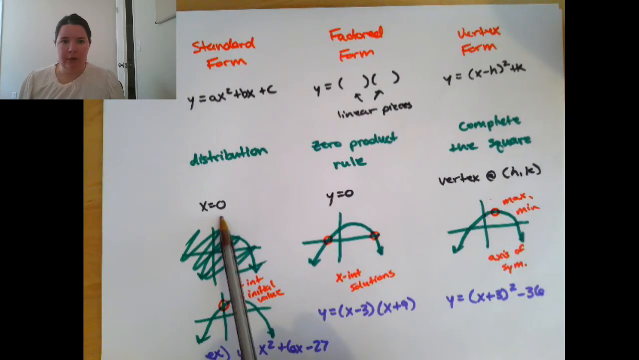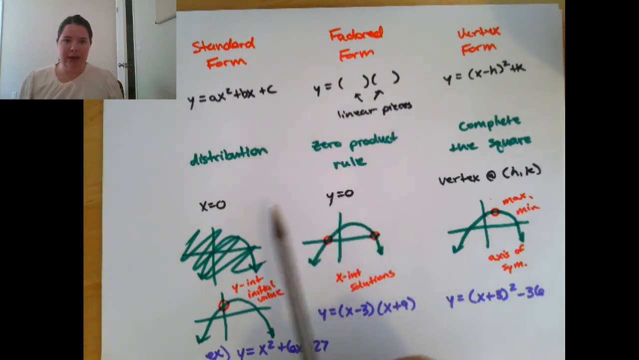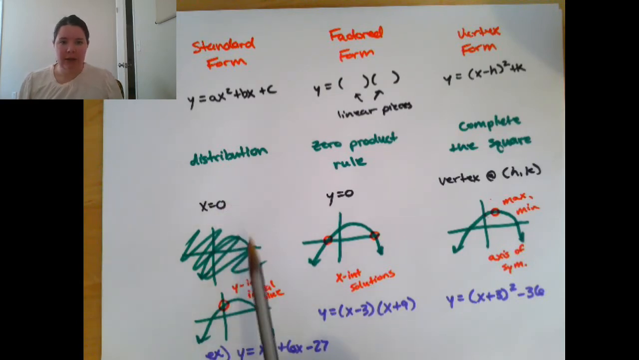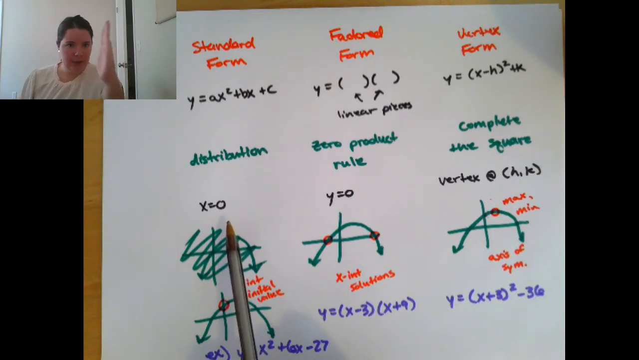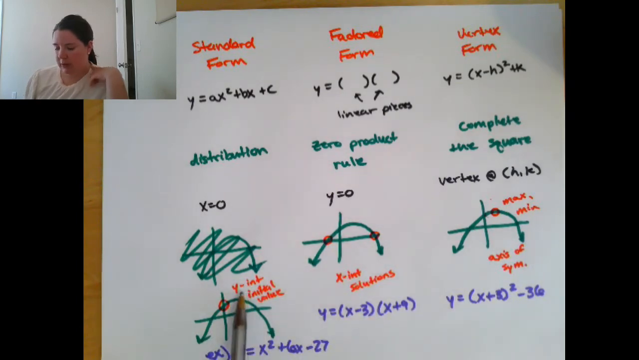Here, I want to point out that if you set x equal to 0, and this is true for all of the problems, you can always plug in 0 for x to see where your y-intercept is. So whenever you're asked to find the y-intercept, that is where x is 0. It's on the y-axis. So this is your y-intercept, or your initial value.